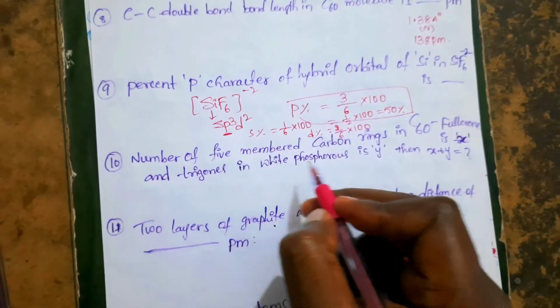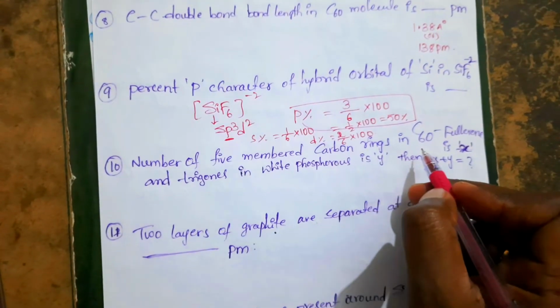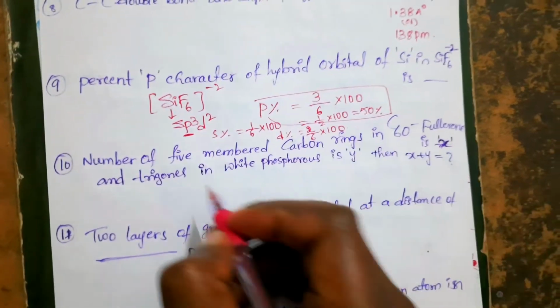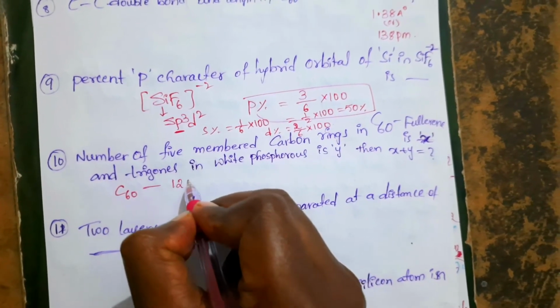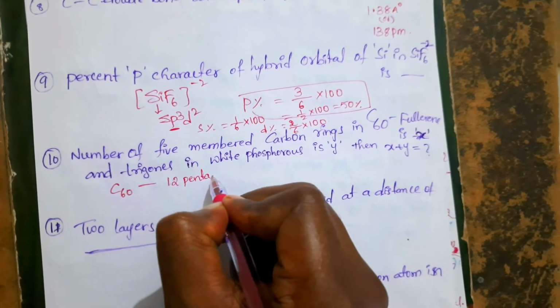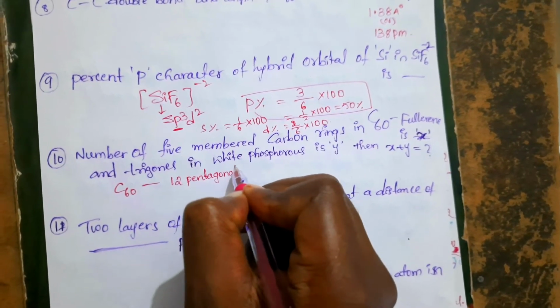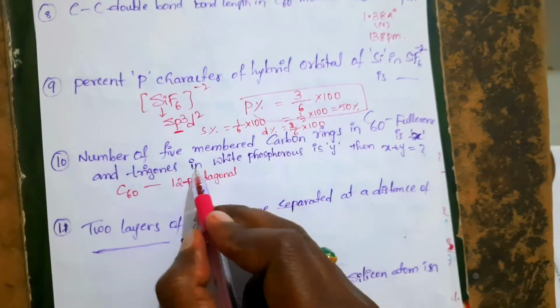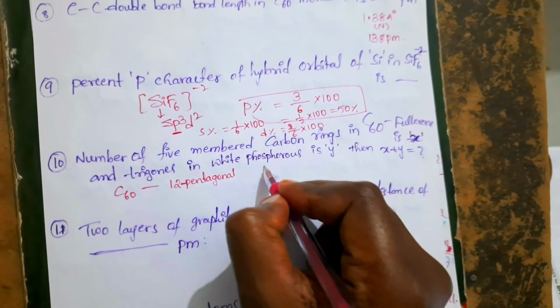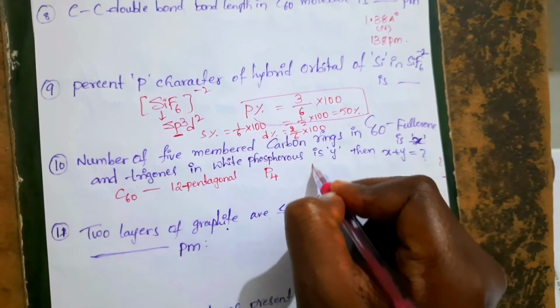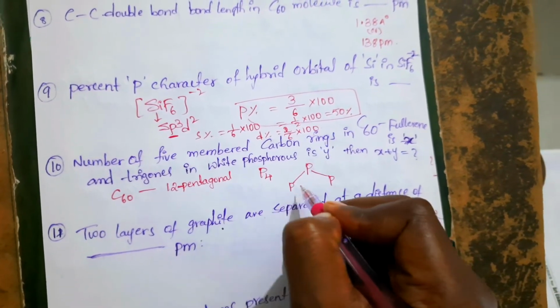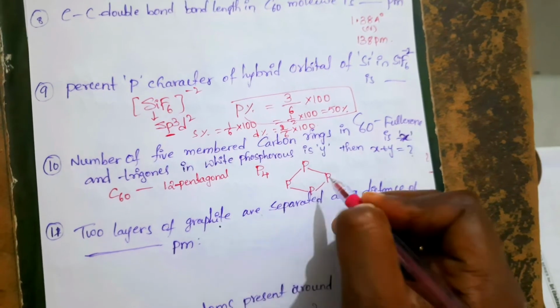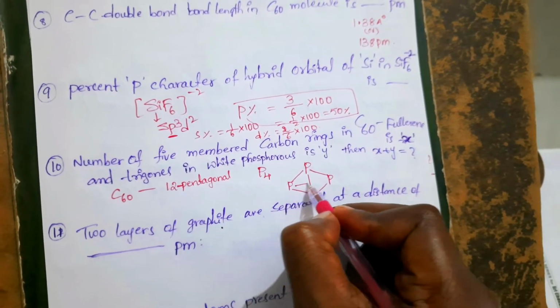Next, the number of 5-membered carbon rings in C60 fullerene. In C60 fullerene, how many 5-membered carbon rings are there? 12 pentagonal rings. And trigones in white phosphorus. White phosphorus is P4, no? How many trigones are there? Trigones are nothing but triangles in white phosphorus. It is the actual structure of white phosphorus.